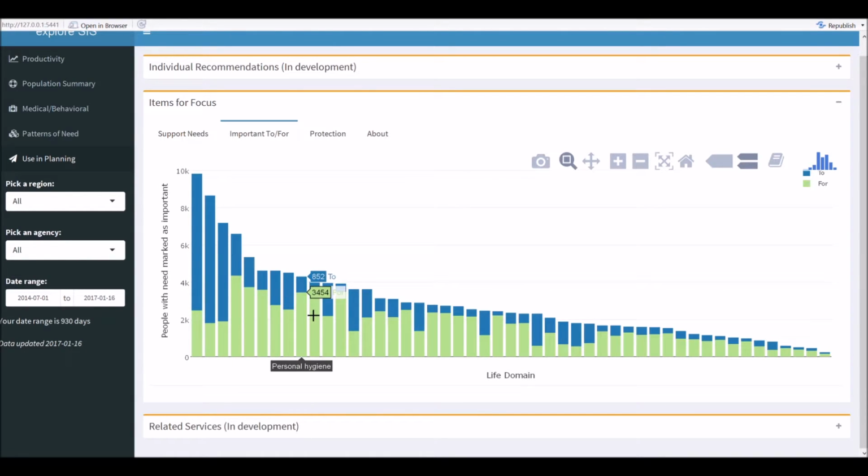Similarly, for some of these items, like personal hygiene, a lot more respondents thought that this was important for a person than the person themselves said, this is important to me. And this is worth keeping in mind when we're thinking about how to use a tool like this and these sorts of responses in person-centered planning and in prioritizing goals that are important to the person themselves.